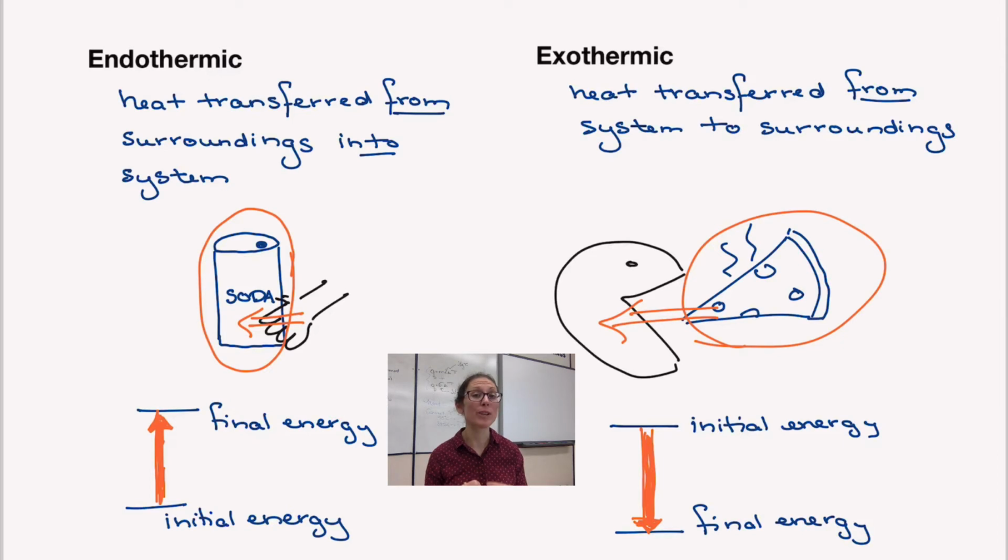Please notice that it's really important that you define what your system is, because whether energy is being gained or lost very much depends on the perspective that you take. If my focus in the second example for the exothermic process had been the person, then taking a bite of the pizza would have been endothermic because the energy is going into my mouth and burning the roof of my mouth. It is very much about defining your system first and then deciding whether energy is coming in, endothermic, or going out, exothermic. So make sure you take time to define your system first.